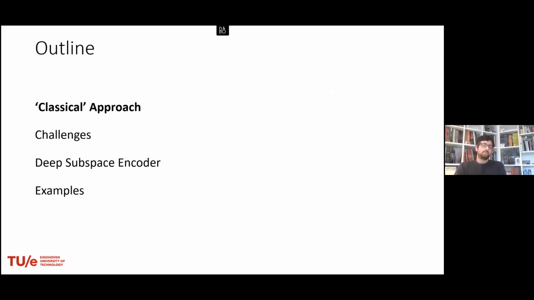Now, in the remainder of this presentation, I will first give an outline of what I consider the classical approach for nonlinear state space identification. Then I will go towards some challenges that are linked to the classical approach. Then I will address each of these challenges and propose a couple of solutions. If you bring all these solutions together, that will lead to the introduction of the deep subspace encoder approach, which is basically the topic of this talk today. And then finally, some application examples of the deep subspace encoder method towards the end of the presentation.